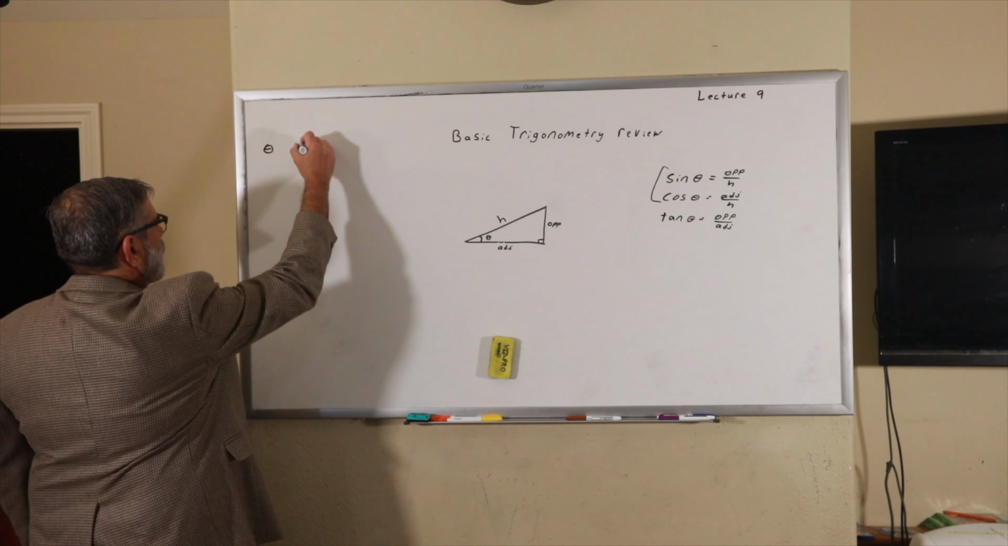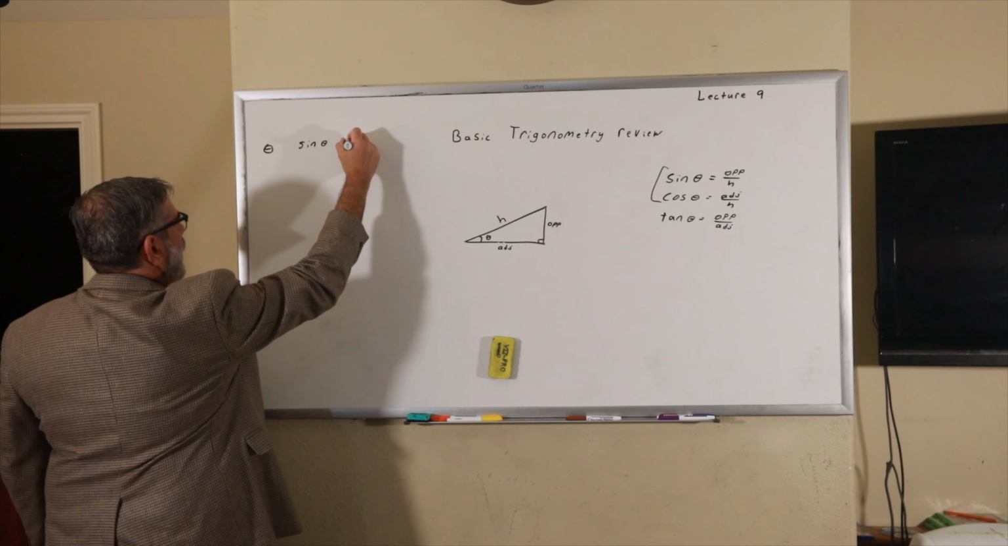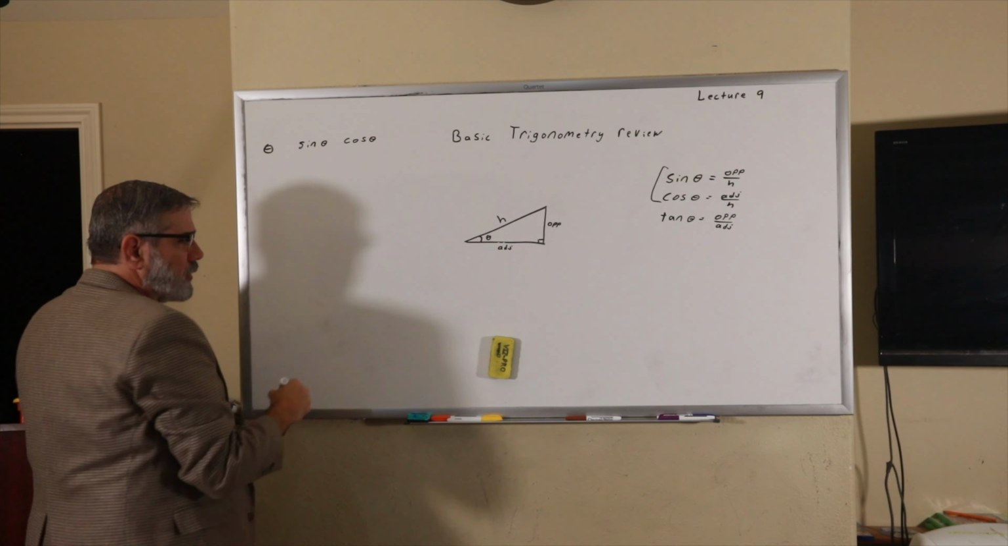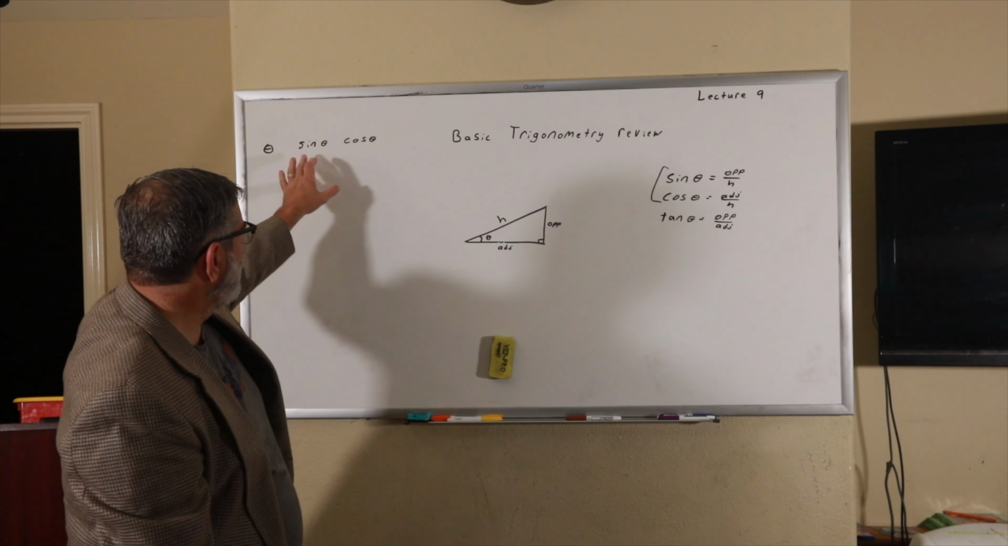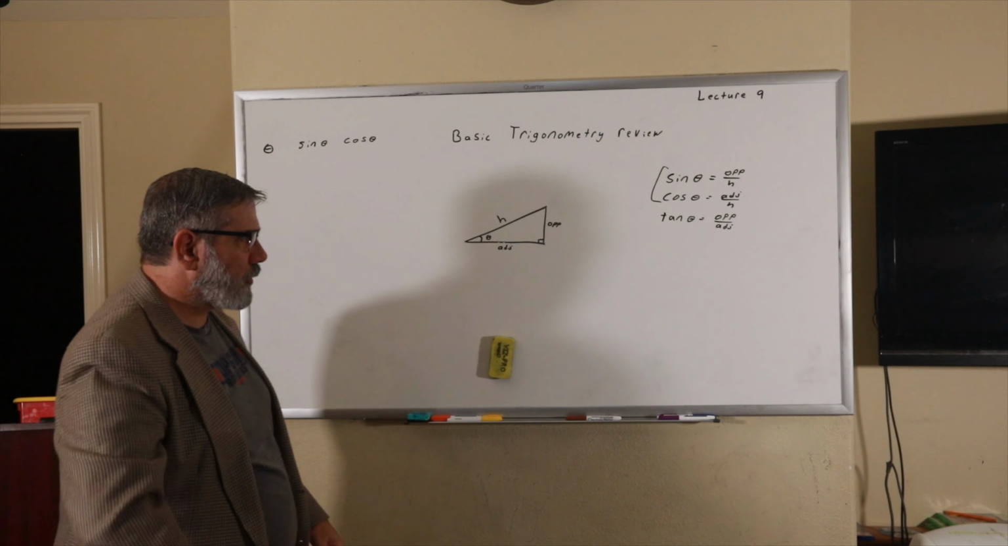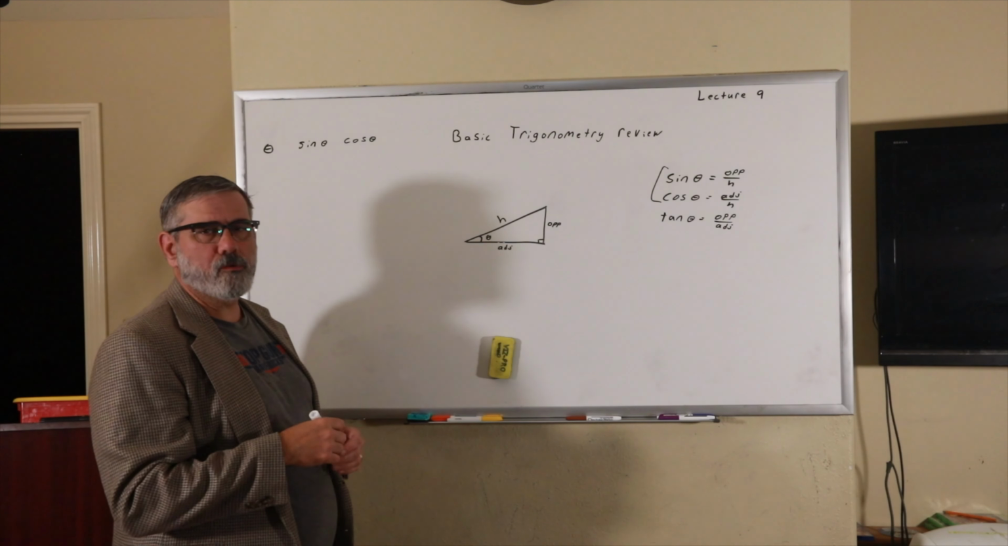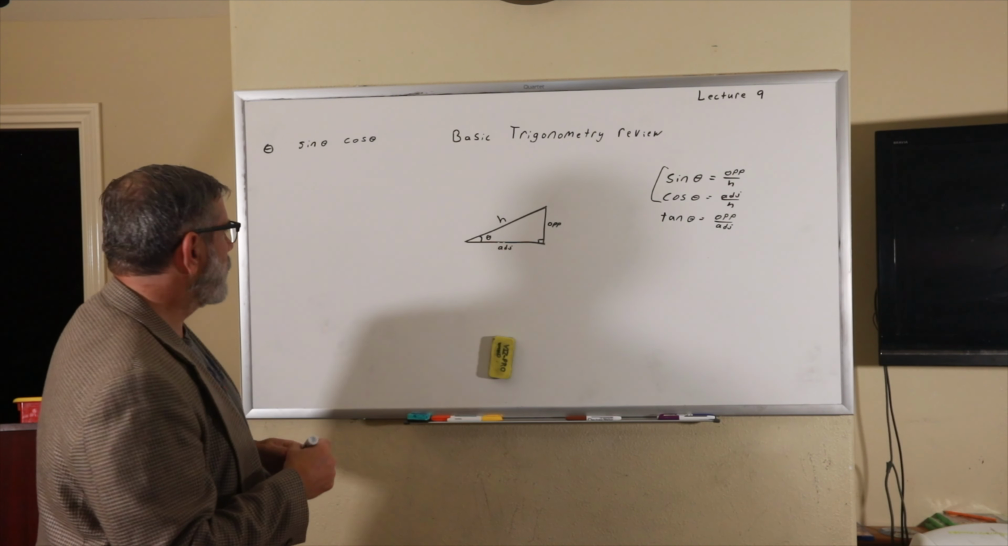So let me just write the sine of theta, and also I'm going to give you the cosine of theta. If you need the tangent of theta, you can again take the ratio of the sine to the cosine, but I don't think we're going to have a lot of use for the tangent of theta in this course.